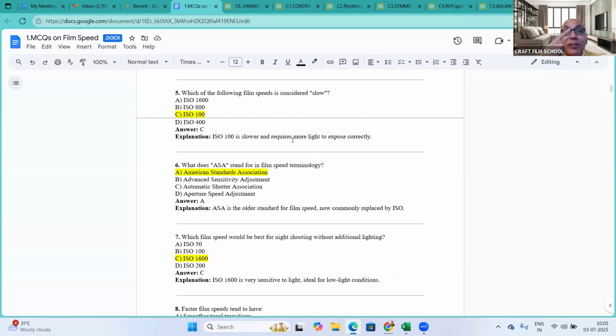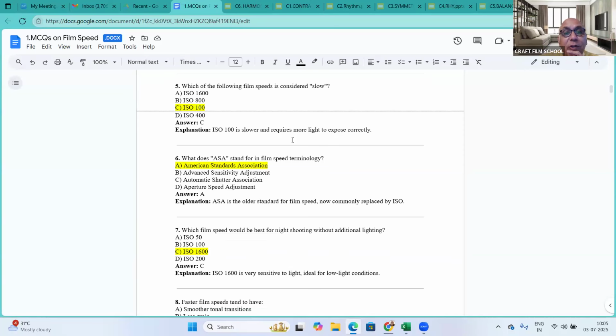But 400 film is a slow film compared to 800. And 800 is a slow film compared to 1600. But in general language, if you say which is a slow film, which is having a finer grain, it means 50 ASA, 100 ASA. Earlier there used to be a film called 64 ASA also.